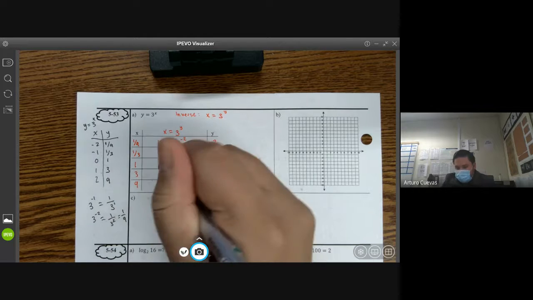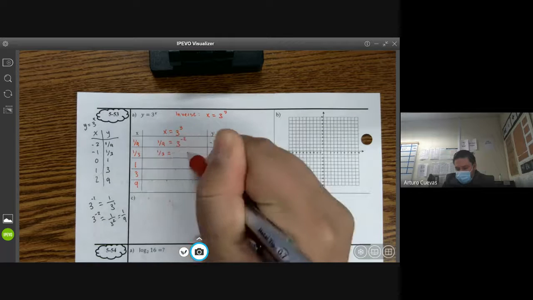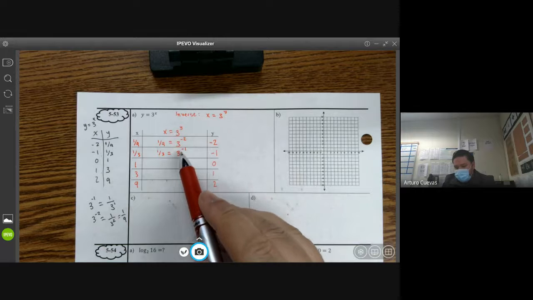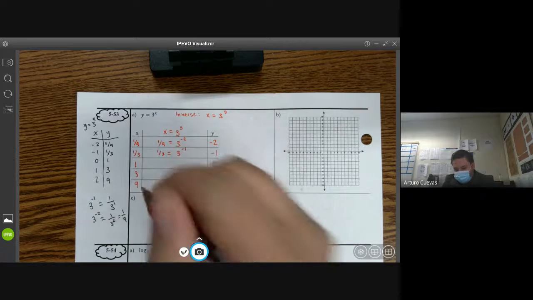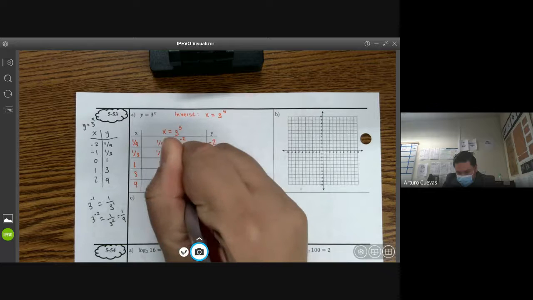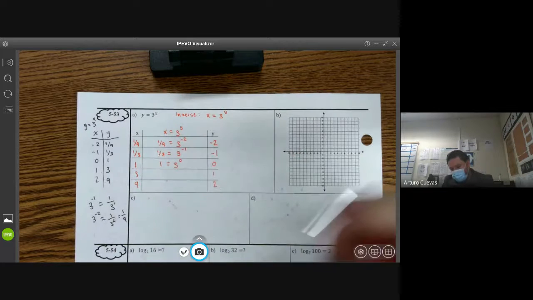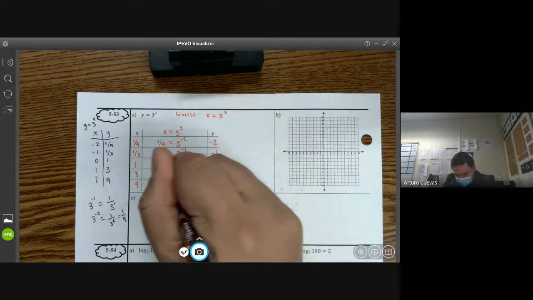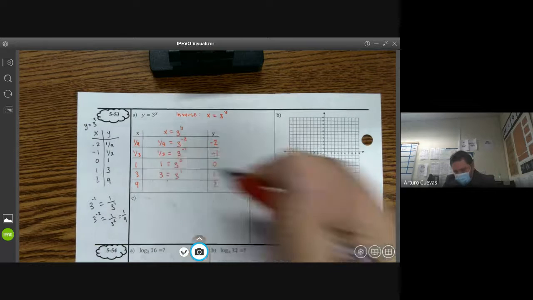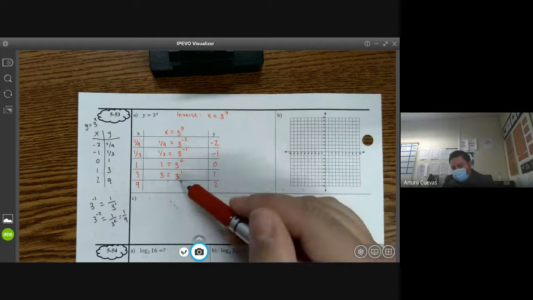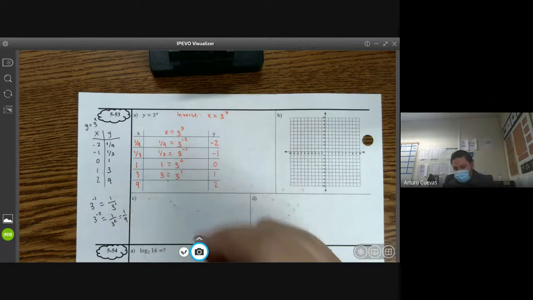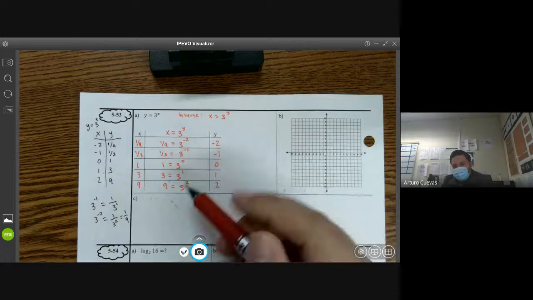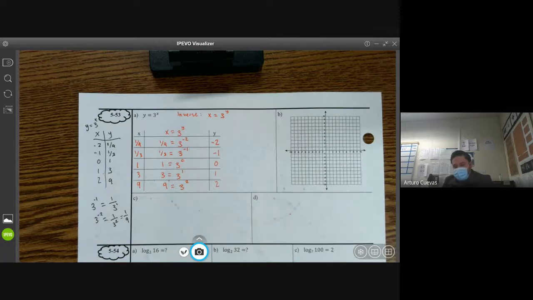Yeah. 1/3 equals 3 to the -1 power. Is that true? 3 to the -1 power is 1/3. 1 equals 3 to the 0 power. 3 to the 0 power is 1. And 3 equals 3 to the first power. 3 to the first power is 3. And then finally, 9 equals 3 to the second power. Yes, 3 to the second power is 9.